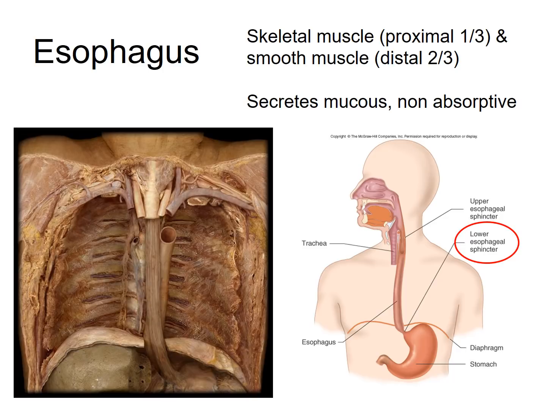So the first third of the esophagus is skeletal muscle. We can voluntarily contract that. The bottom 2/3 is smooth muscle, and that contraction is from the autonomic nervous system. When we start to voluntarily swallow and contract the proximal esophagus, the distal esophagus by reflex will contract and further move that food down into the stomach upon relaxation of the lower esophageal sphincter.